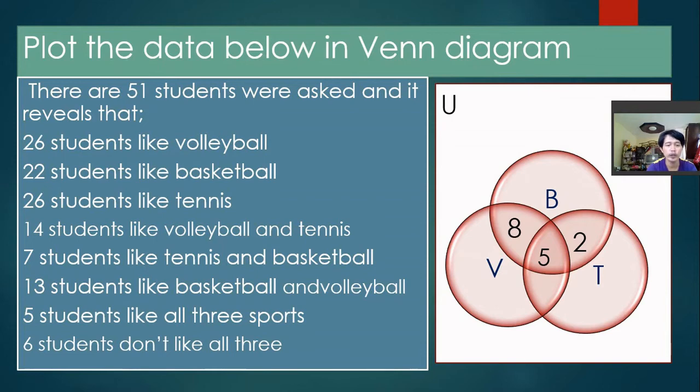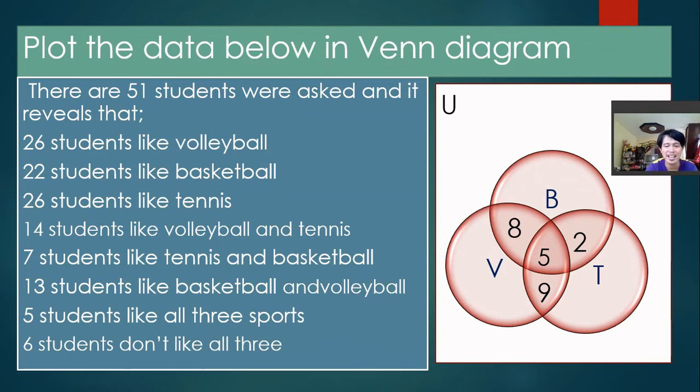Now next, 14 students like volleyball and tennis. Volleyball and tennis. So there is 5 already. What is the number to be added to 5 to get 14? That's 9. So that's how we are to plot the first 4 data in a Venn diagram.